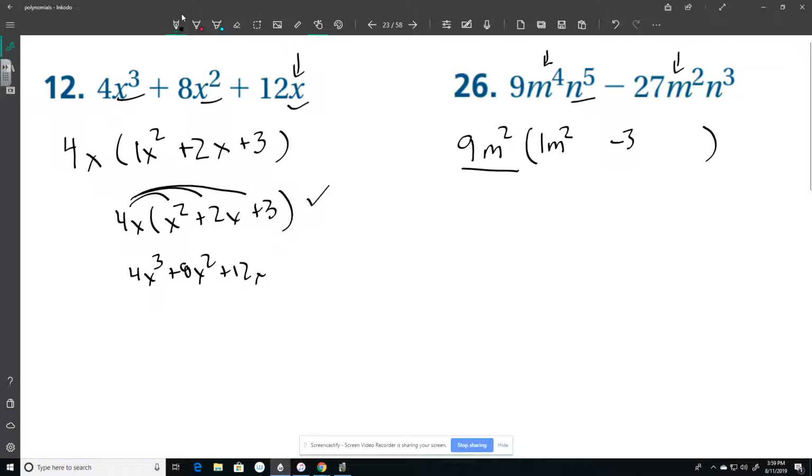Now let's look at the n's. There's 3, there's 5, so the most I can take out is 3. When I take out 3, there's none left. When I take 3 out of this one, I'm left with n squared. So my answer is 9m squared n cubed multiplied by m squared n squared minus 3. And if you need to distribute to check your answer, you can.